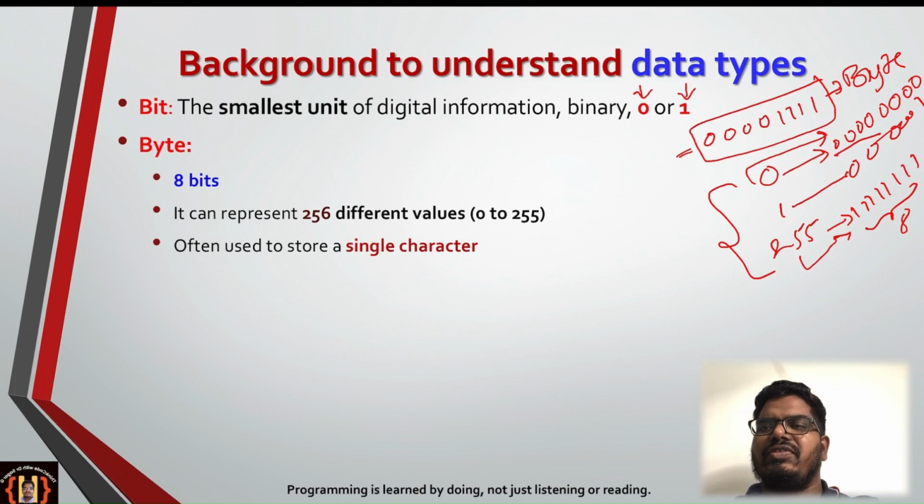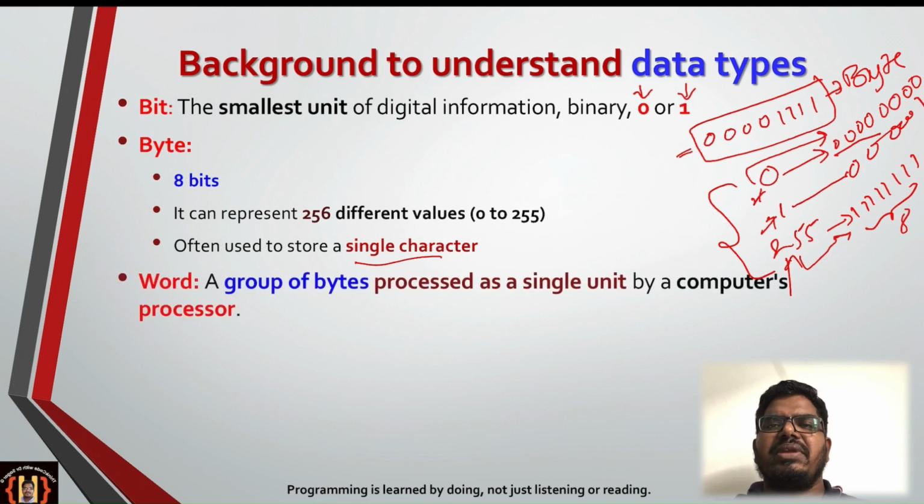These 0 to 255 are the decimal values, right? And this is basically used to store a single character. As I said, 0 is a single character, 255 is a single character, 1 is a single character, and so on. We'll see more detail about it in a minute. So for now, byte means 8 bits together. A bit is a single bit, right?